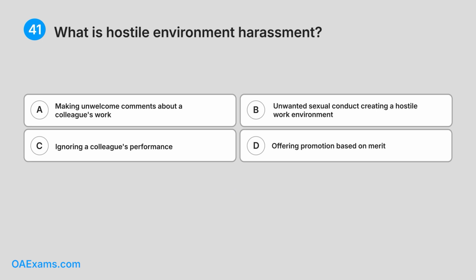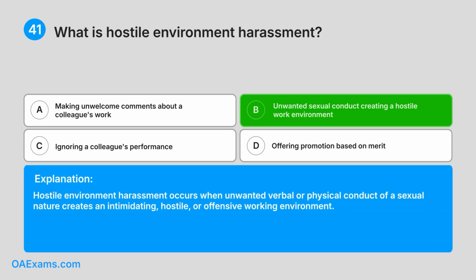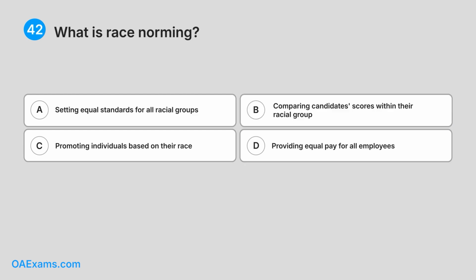Correct answer. B. Unwanted sexual conduct, creating a hostile work environment. Explanation. Hostile environment harassment occurs when unwanted, verbal or physical conduct of a sexual nature creates an intimidating, hostile, or offensive working environment.